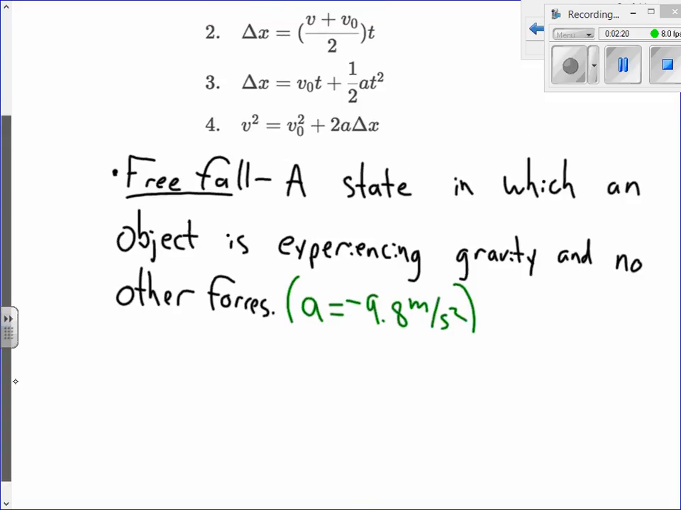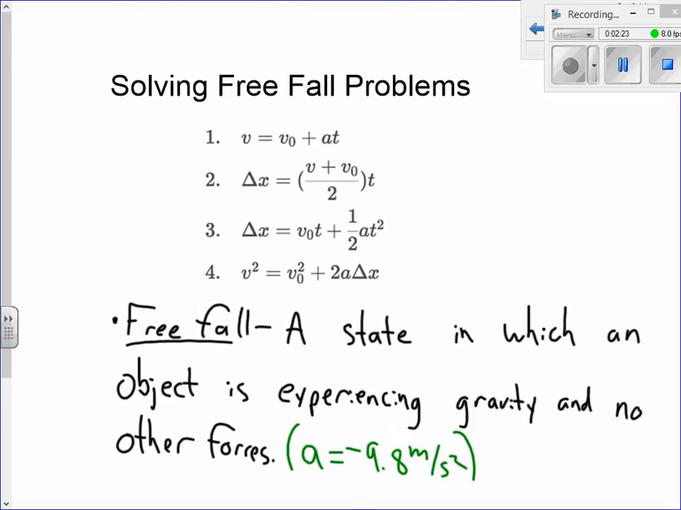So that's pretty relevant to all these equations up here. Anything that has acceleration in it is going to be very useful to us because we can just plug in 9.8 to all of these. All of these can just be plugged as negative 9.8.